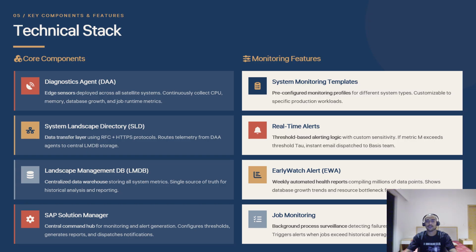Then we have job monitoring. We have various jobs in our SAP system. So system monitoring is one thing and job monitoring is another. The job monitoring works the same way as system monitoring. Once we have a failure, we get an alert. Let's move to the next slide.